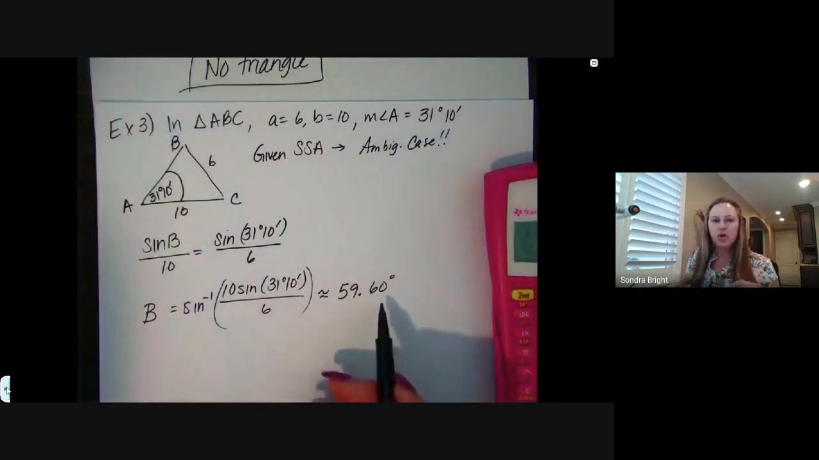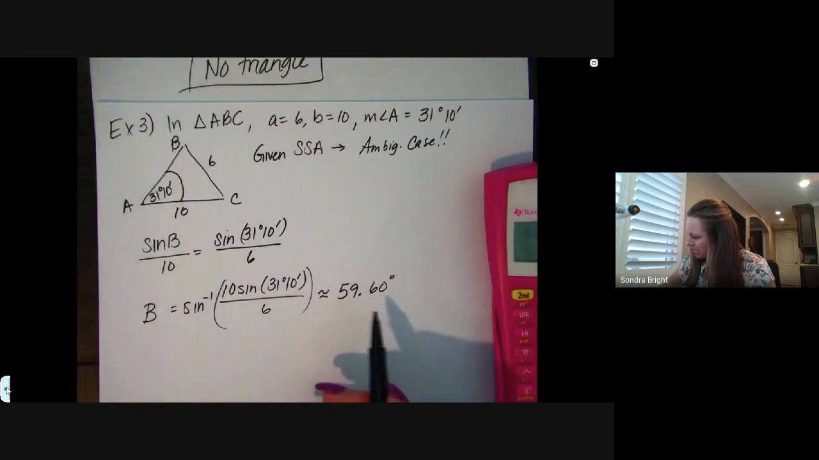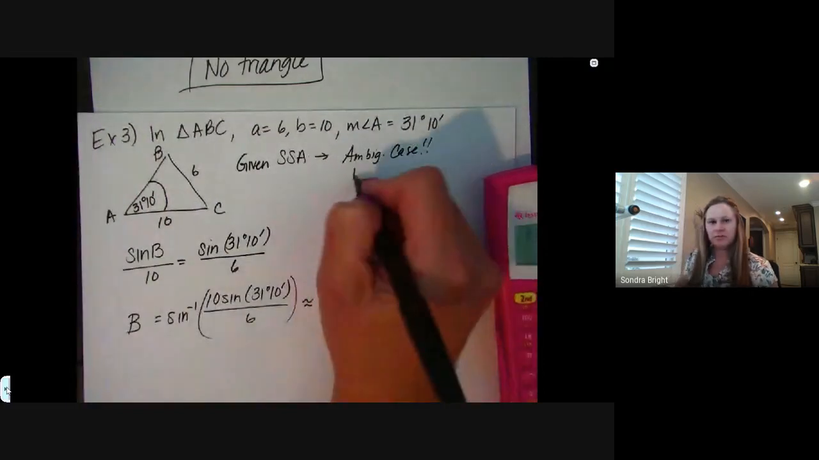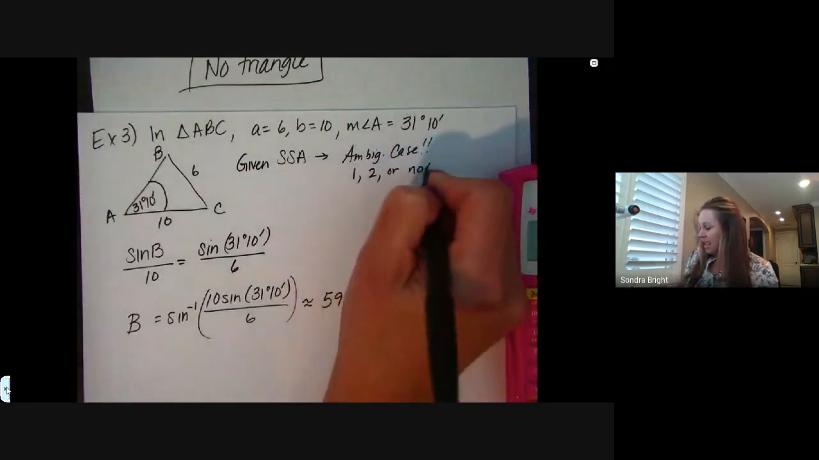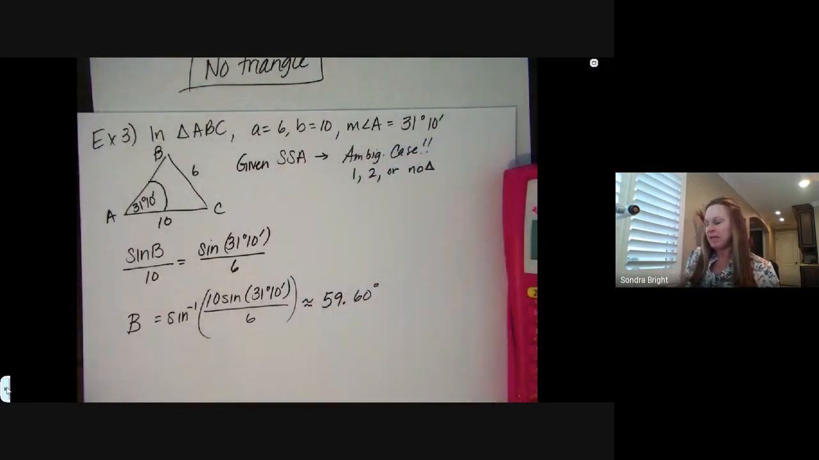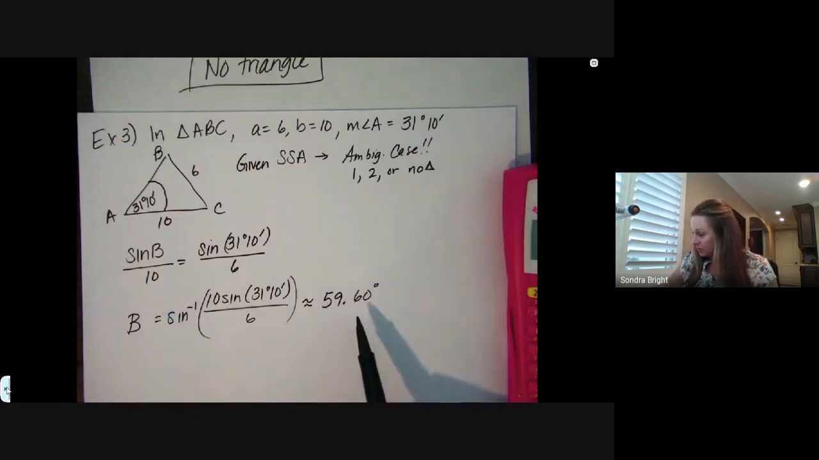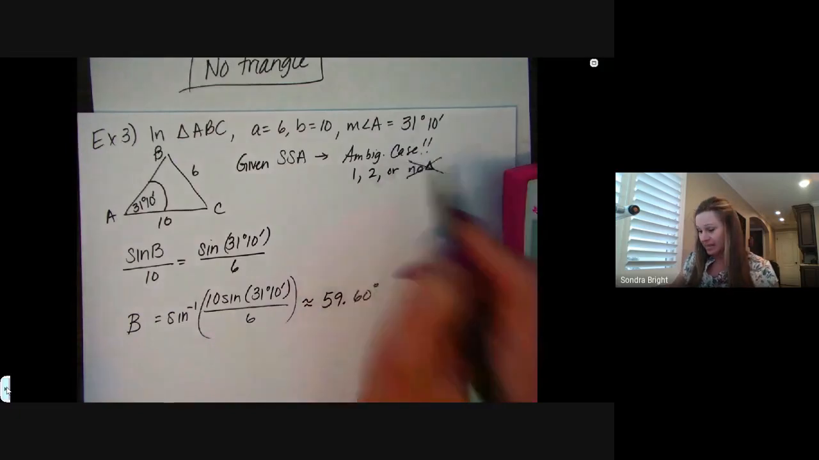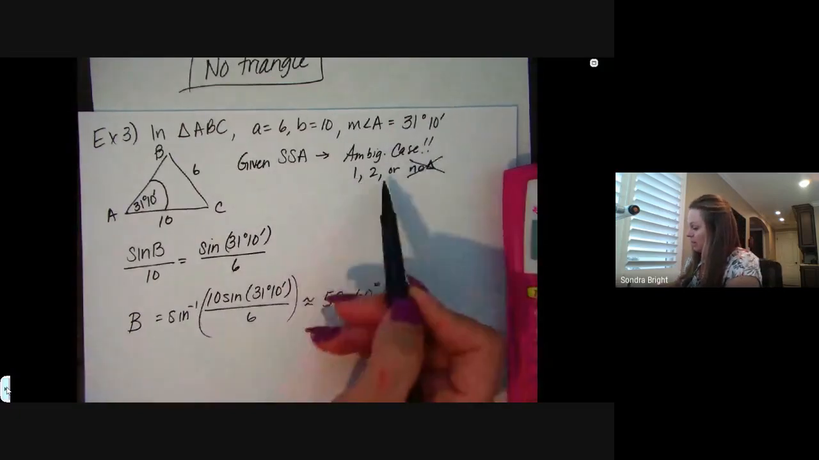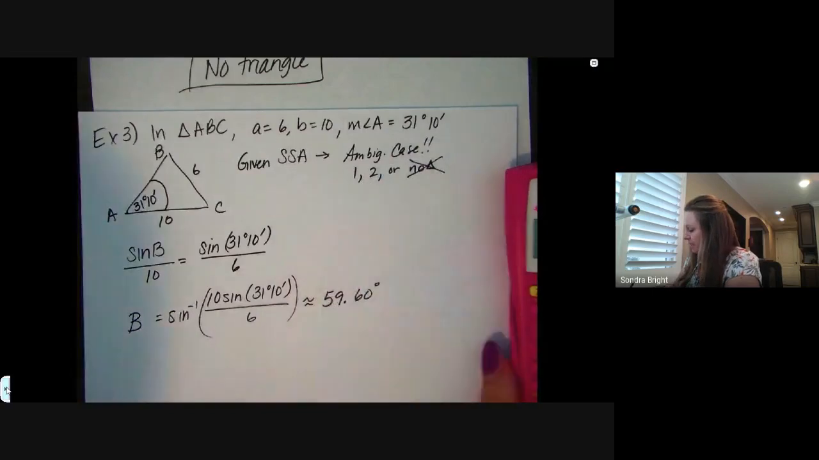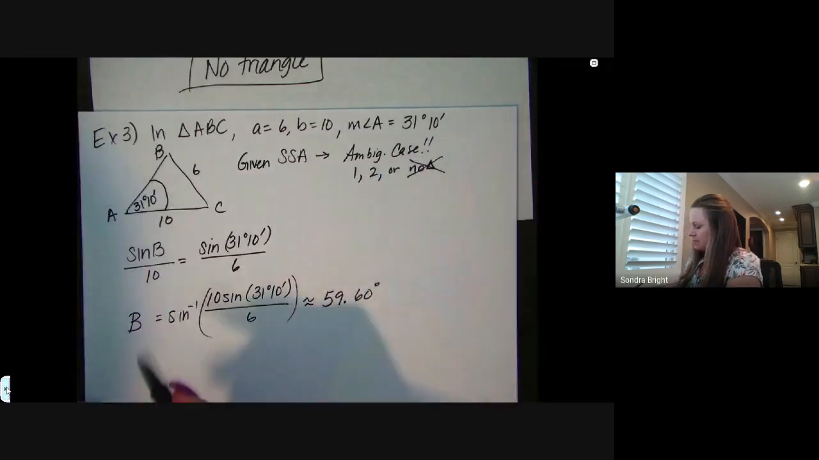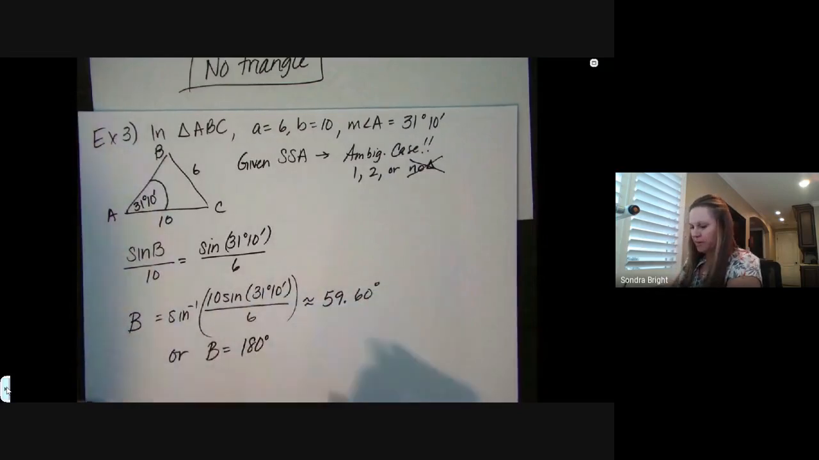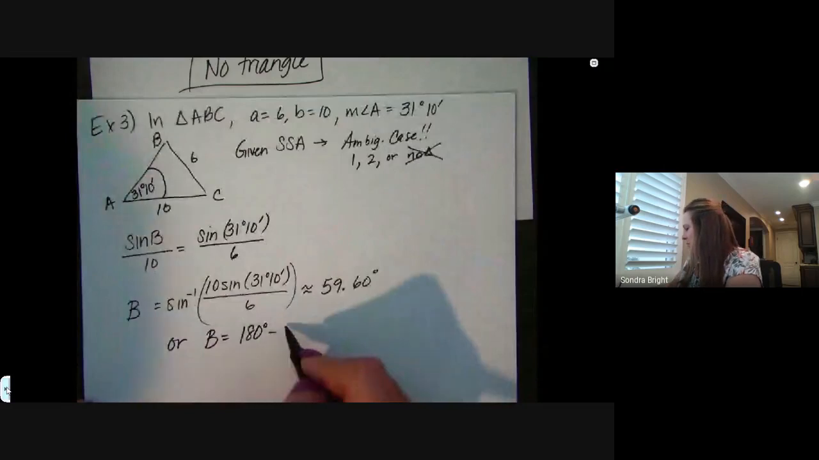Now, I got an answer, so that means it's not the no triangle type. Remember, ambiguous case means there are 1, 2, or no triangles that fit the information. Since I got an answer for angle B, I didn't get a domain error. That means there is at least one, so we either have 1 or 2. You have to check if there's a second triangle. If there is, then B will be the supplement. So 180 minus 59.6 gives me 120.4 degrees.